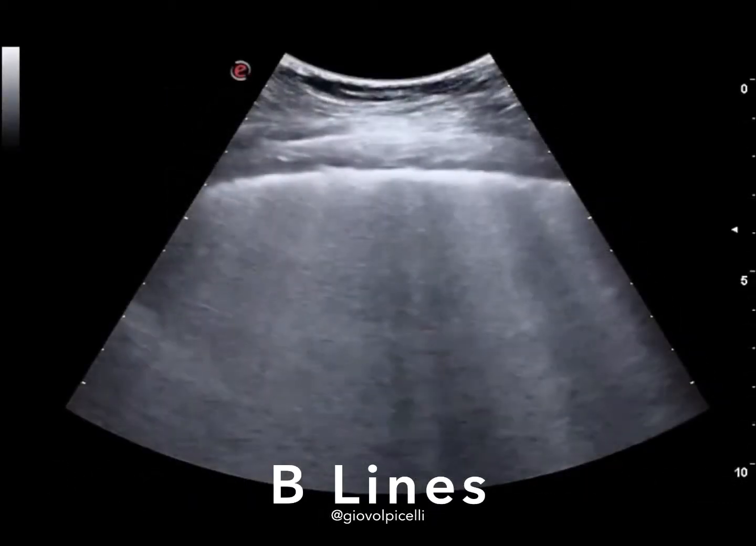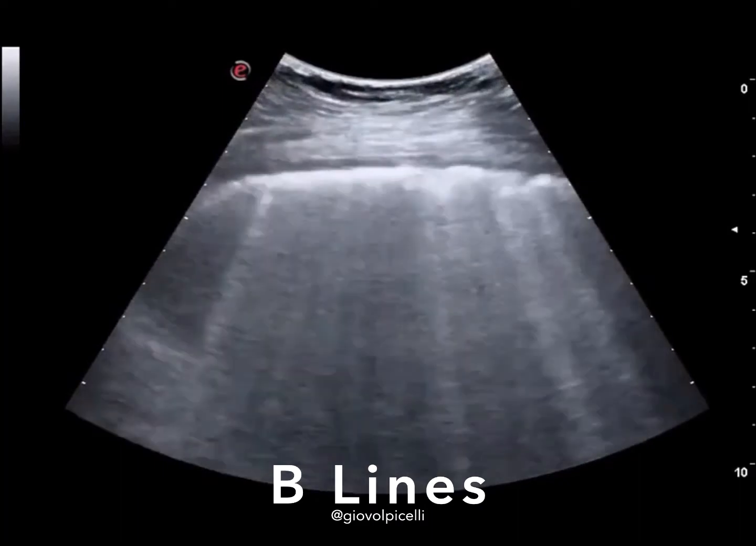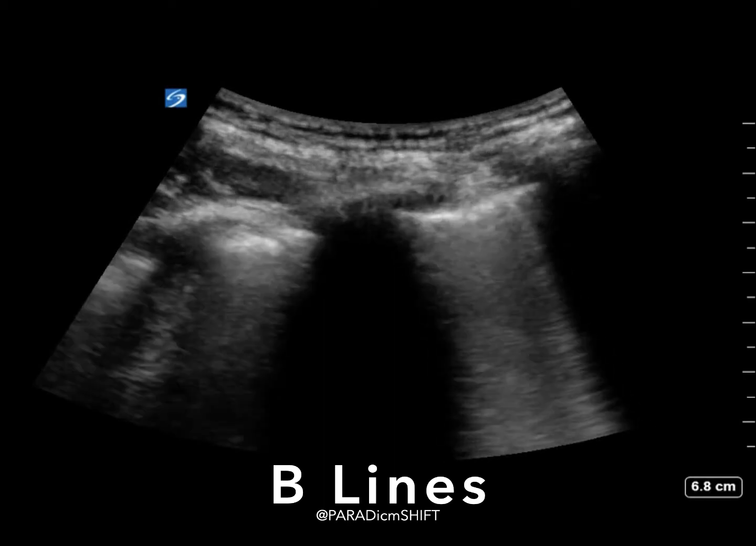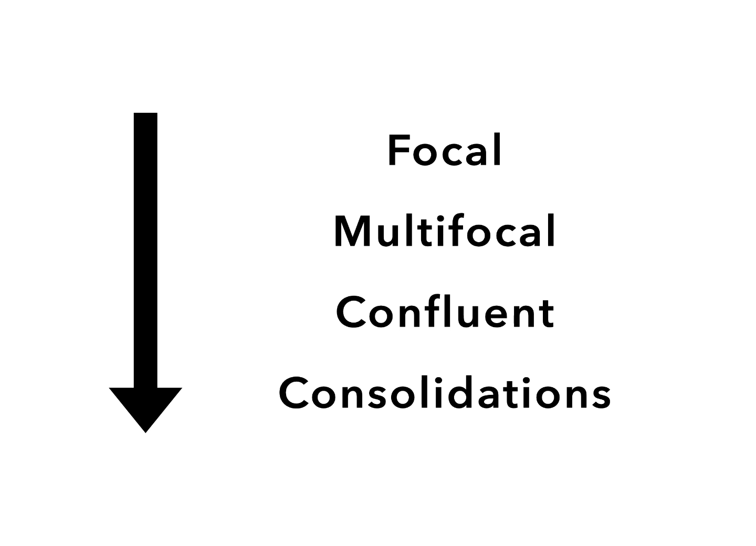Patients can also develop B-lines, like these 2 examples demonstrate. B-lines can take on many different appearances depending on progression of disease. They can appear focally, they can be multifocal, often with spared areas in between called skip lesions, and they can become confluent. The theory is that with further progression, confluent B-lines can develop into frank consolidations.